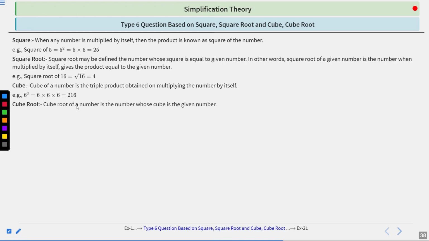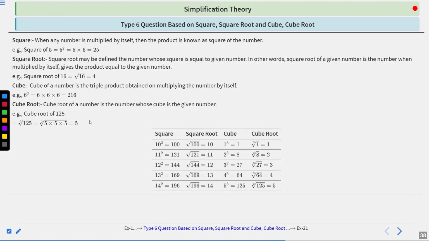Now cube root. Cube root of a number is the number whose cube is the given number. Example: cube root of 125 we can write as cube root of 5 multiplied by 5 multiplied by 5, which is equal to 5. So we can see that square and square root, cube and cube root.